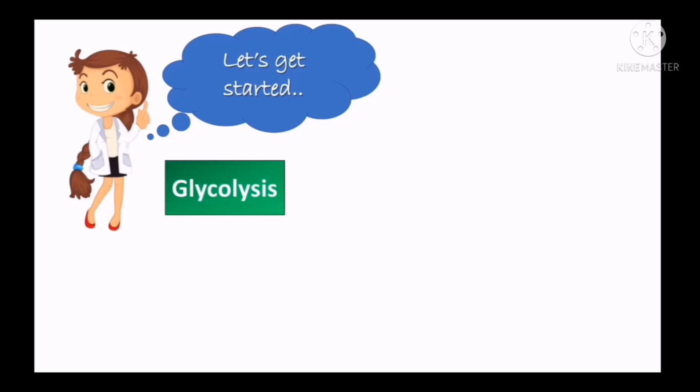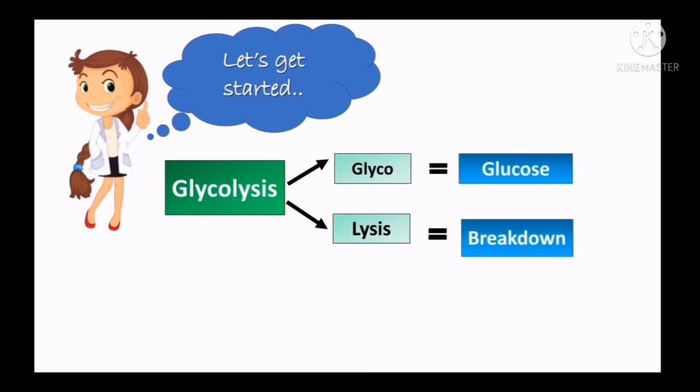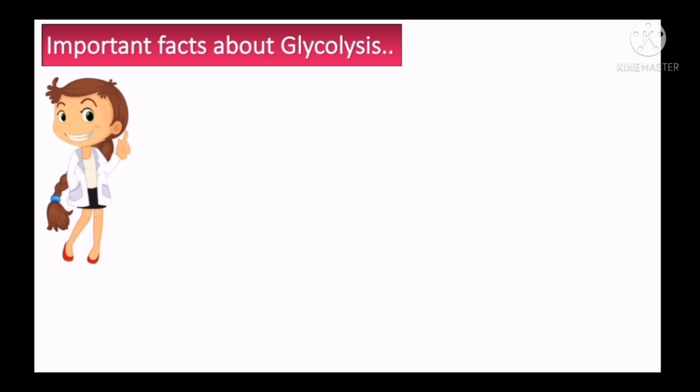Although the word glycolysis is complex in appearance, it can be easily broken down into two parts: glyco and lysis. Glyco means glucose and lysis means breakdown. So now we are going to learn about the pathway of glucose breakdown. Before going into the deep content, let's talk about the basic but most important facts about glycolysis.